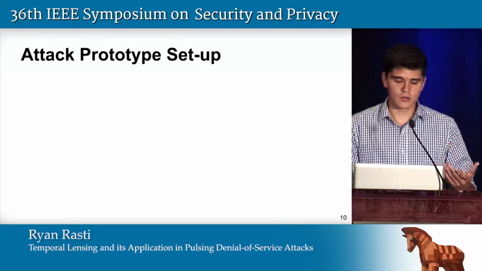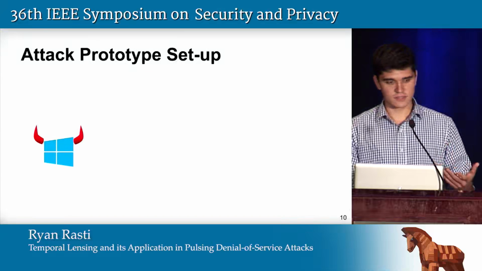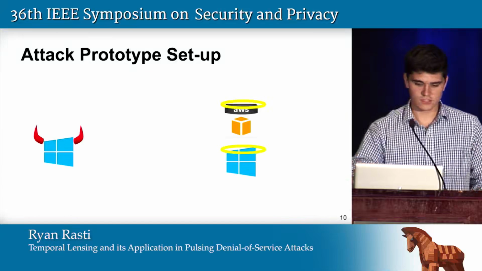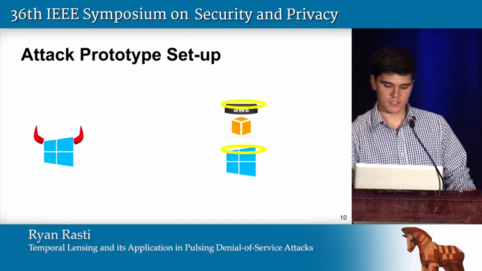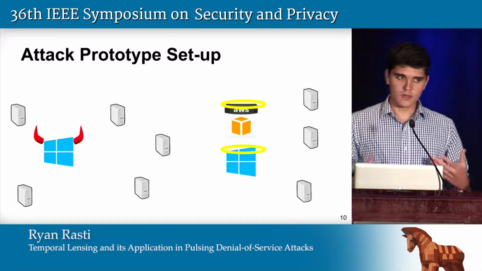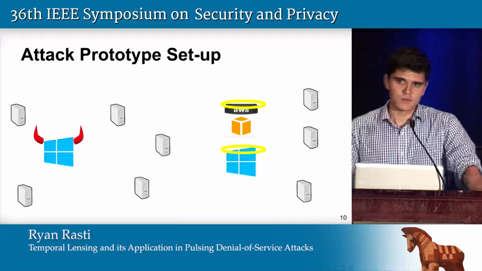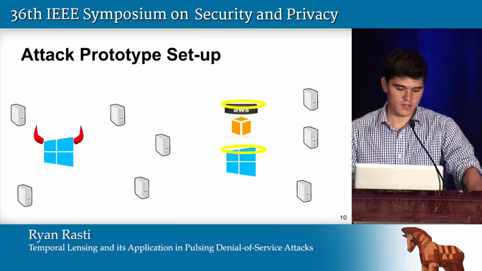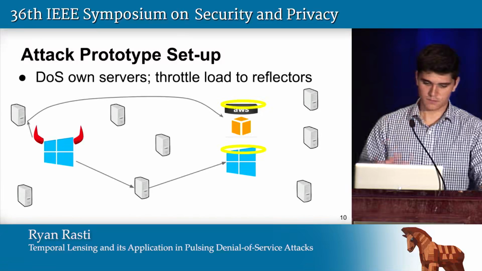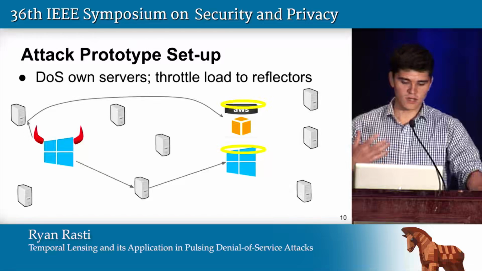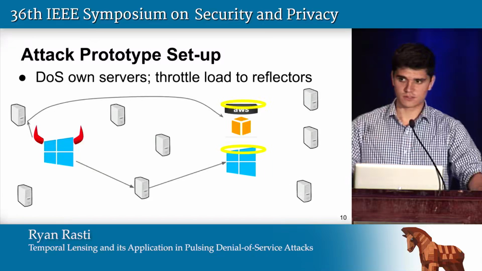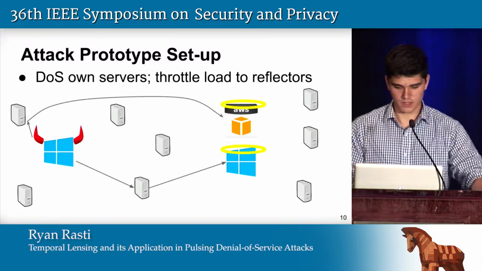For our actual prototype setup, on the West Coast we have an Azure VM, and on the East Coast, an Amazon and Azure VM that will act as our victims. Our reflectors are open DNS resolvers that we obtained from an open list online, and they are not under our control. The thing to note here is we're going to DoS our own servers that are under our control, and we're also going to throttle load to any of these reflectors. So we're not going to do any harm in our experiments.